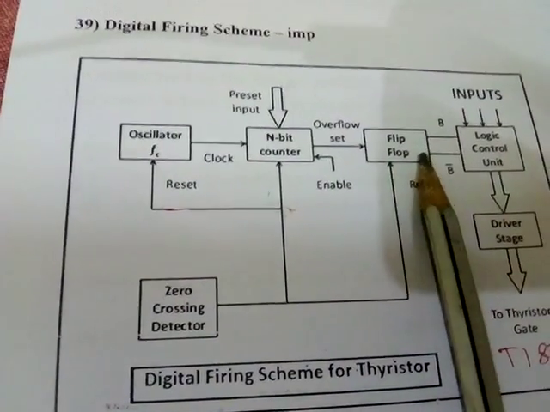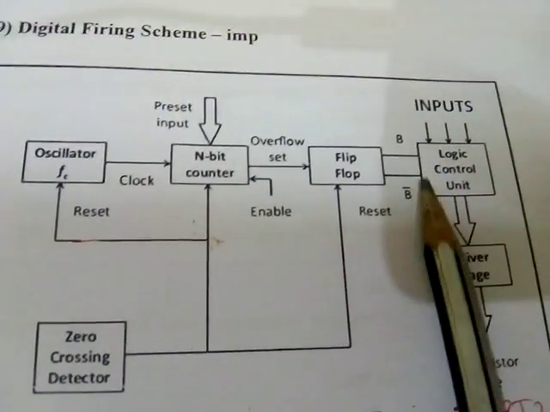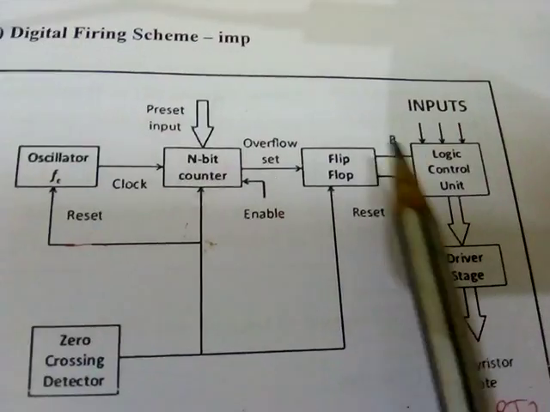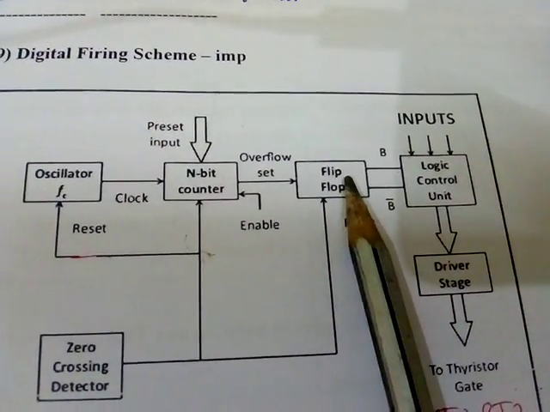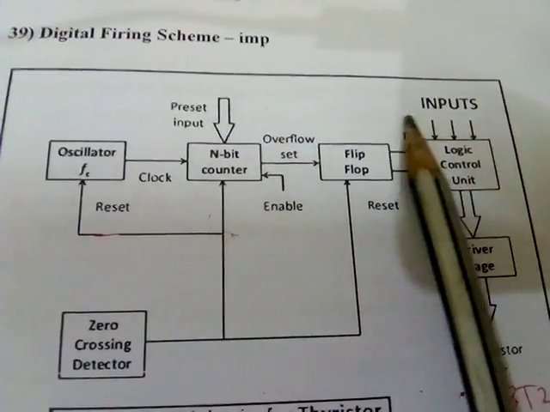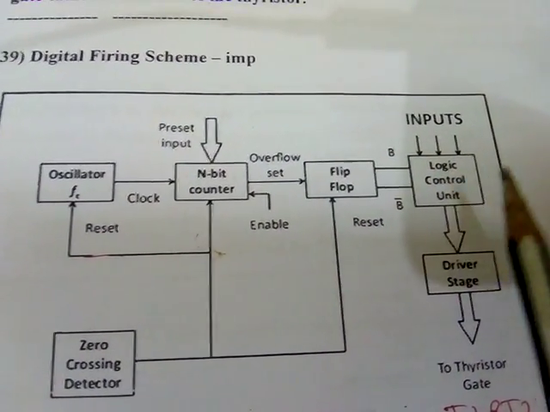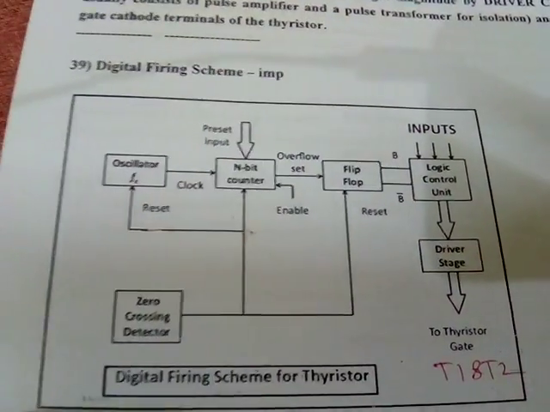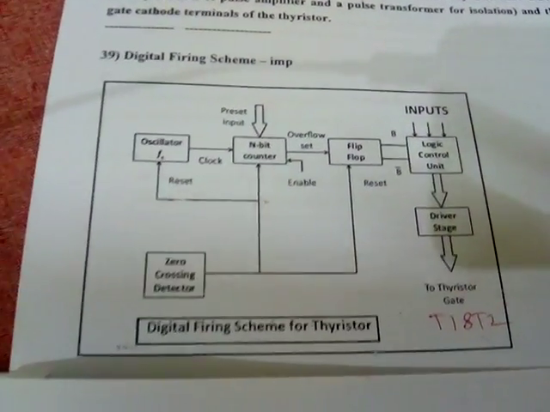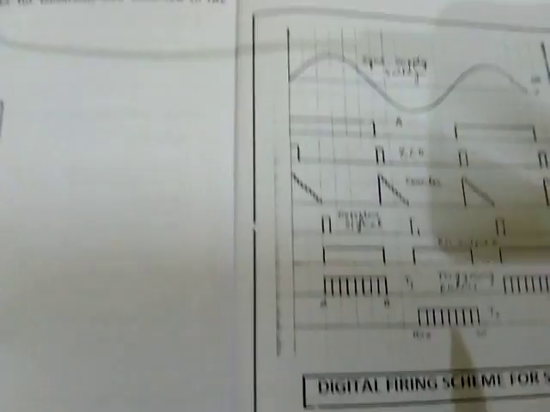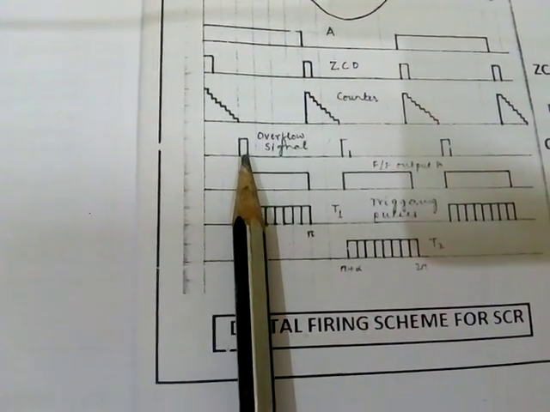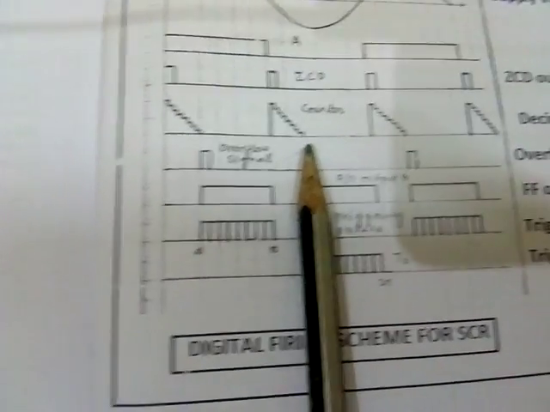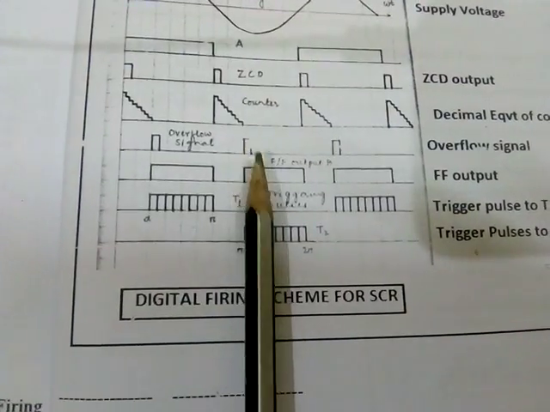The flip-flop's output will change now. Q and Q bar you usually study. Here it is given as B and B bar, bit and complement of bit. That will be fed to a logic and control unit, and from there you get triggering pulses for two SCRs. See here, when it becomes 0, you get an overflow signal here as well as here. Whenever this becomes 0, you get an overflow signal.